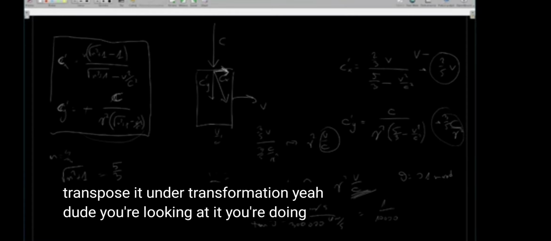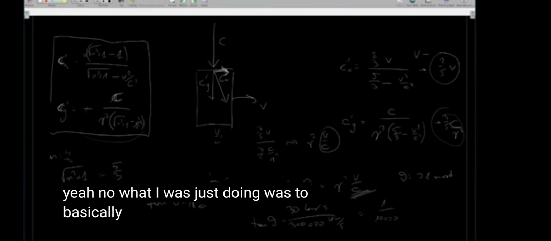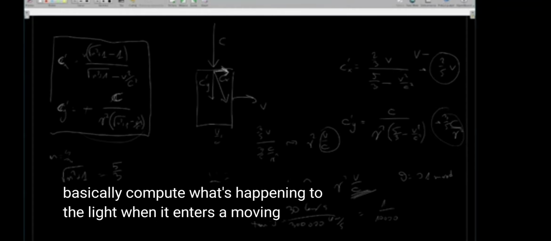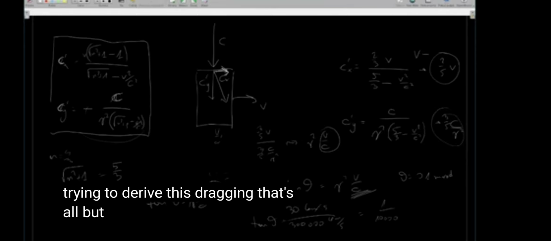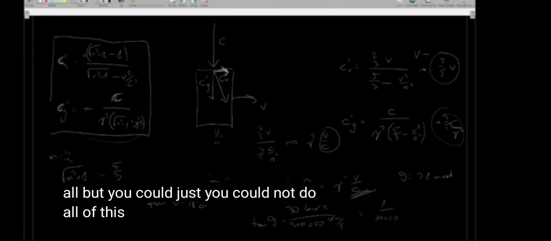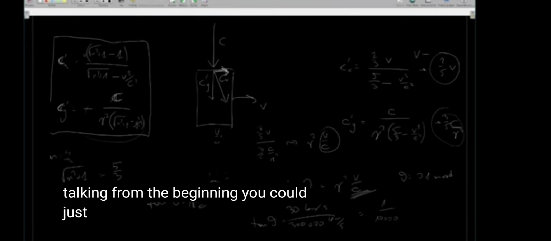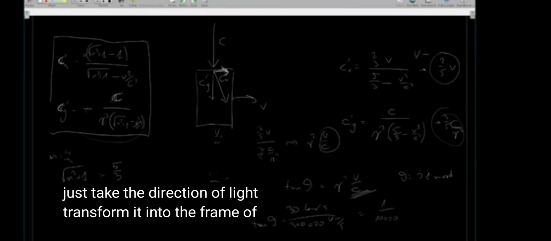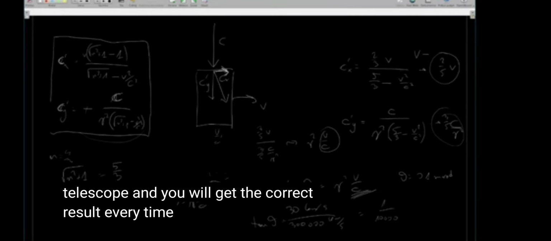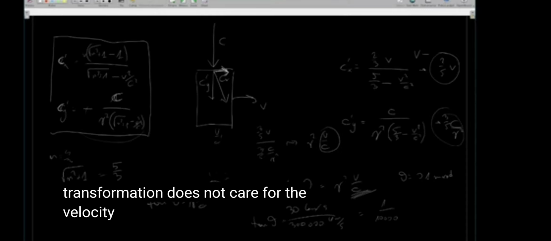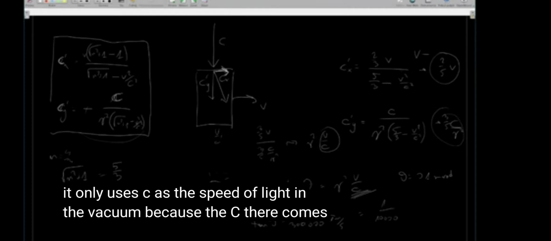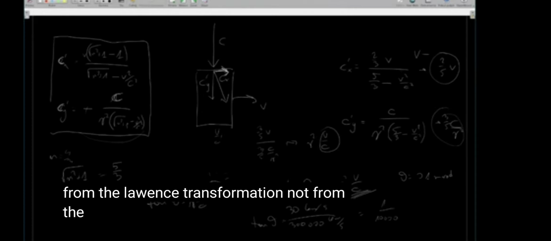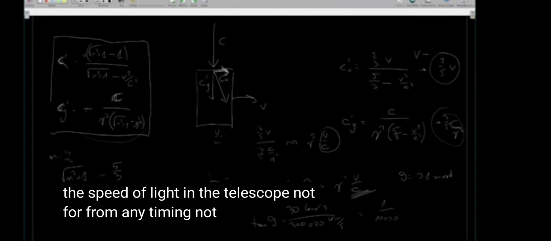No, what I was just doing was to compute what's happening to the light when it enters a moving medium. Because it has to be dragged, I was trying to derive this dragging, that's all. But you could not do all of this. You could just take the direction of light, transform it into the frame of the telescope, and you will get the correct result every time, because the transformation does not care for the velocity of light inside the telescope. It only uses c as the speed of light in the vacuum, because the c there comes from the Lorentz transformation, not from any timing, not from anything like that.